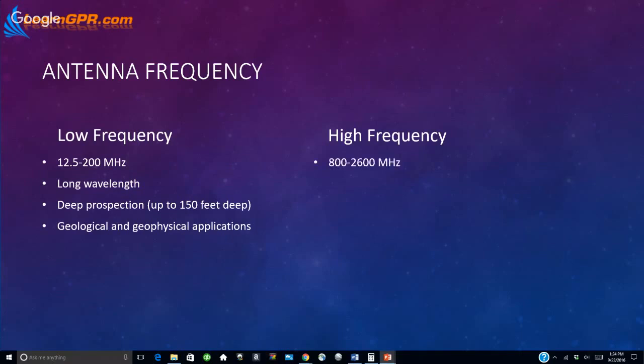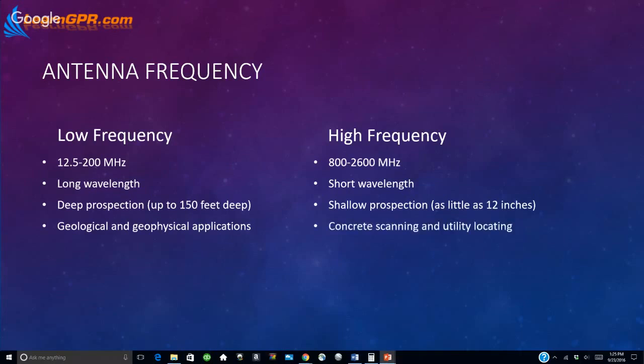On the other side of the spectrum, high frequency, 800 to about 2600 megahertz. These have shorter wavelengths and can only prospect very shallow. They can only see in the subsurface very shallow, sometimes as little as 12 inches, like a 2600 megahertz antenna, and are often used for concrete scanning and utility locating, in that 800, 900, 1000 range. So between 200 and 800, you certainly have antennas that are often used in utility locating. Very common ones are, for example, 300, 400, 500, or 250 megahertz antennas. So this is a summary of how they differ.